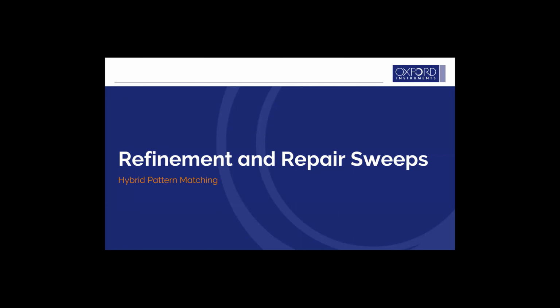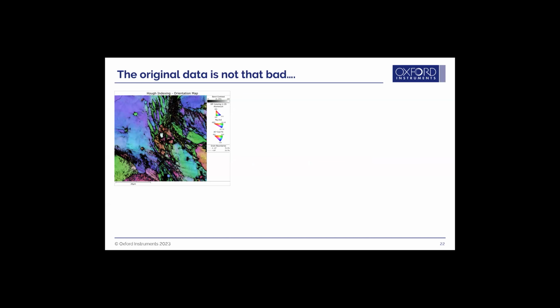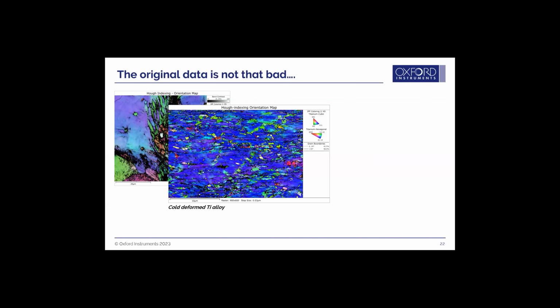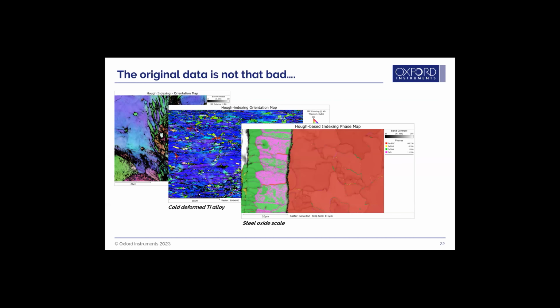This would be the refinement and repair sweeps. I'm going to focus more on the refinement, but I think of these as being done in tandem. And this is using the hybrid pattern matching. The whole motive behind this is, well, what if the original data is not so bad? Here's that tentpole example again, where there's a good portion of this that's pretty good. This is an example of a deformed titanium alloy. When I originally saw it, I thought we're getting like a 90% hit rate. It turns out it was closer to about 70, 75. But there's a great starting point there.